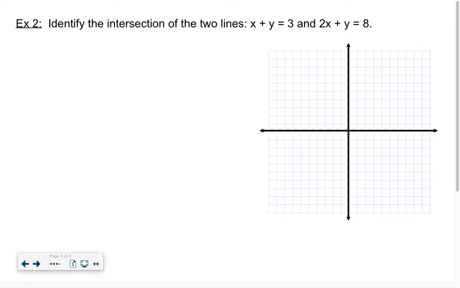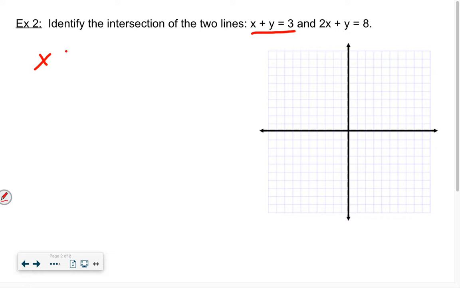Let's do one more. Here we're actually going to graph both of these lines. We're going to graph x plus y is equal to 3 and 2x plus y is equal to 8. And what they want us to do is identify the intersection of those two lines. So let's start with x plus y is equal to 3. Let's do this one in red.